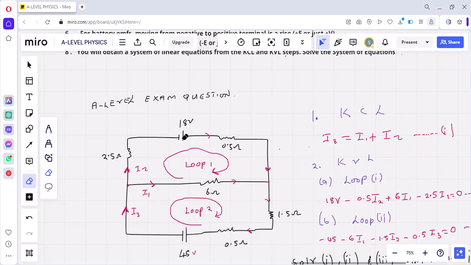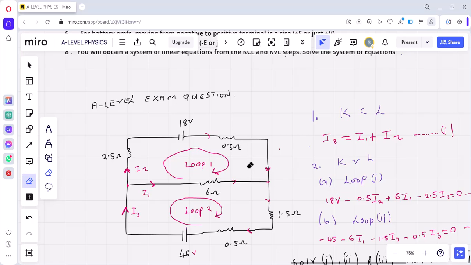My starting point here is the 18 volts battery. Now I'm moving through the battery from negative to positive, so that will give me positive 18. Then minus, I'm moving through the resistor in the direction of the current, so this will give me a negative potential difference.